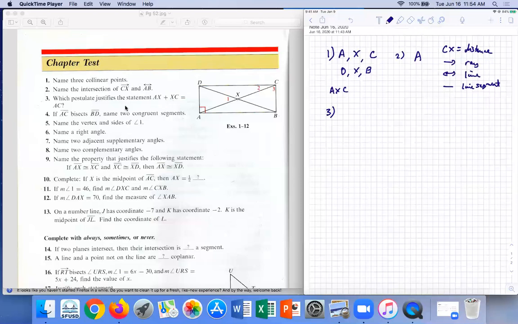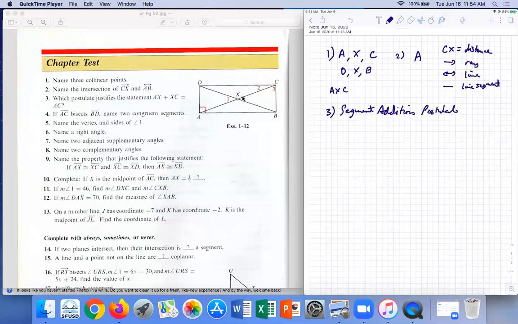We use all of those and then we prove other theorems, other ideas. So the big difference between postulates and theorems is that postulates you don't need to prove, whereas theorems have a proof, right? And after you prove a theorem, you don't have to keep proving it over. You can use the theorem to prove other theorems as well. All right, so which postulate justifies this statement? This would be the segment addition postulate. Definitely review the segment addition postulate.